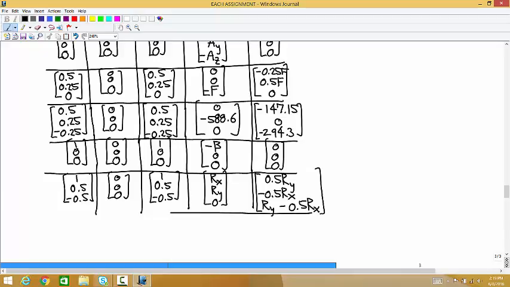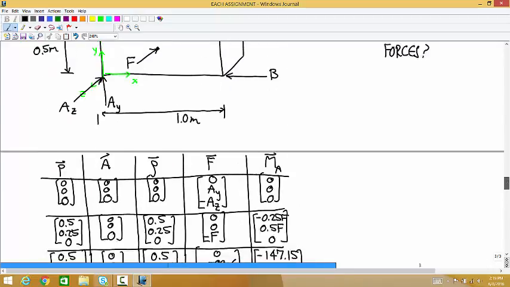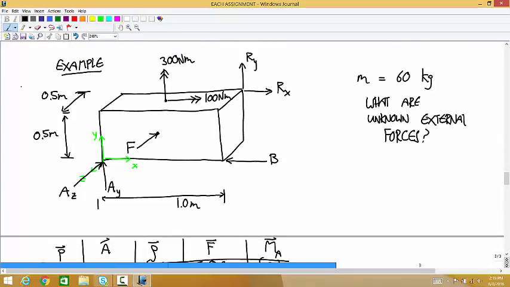And we have one load left. That's the known couple. Since it's a couple, we don't care about any of this stuff. And we can just enter this in as positive 100x, positive 300y, 0z.